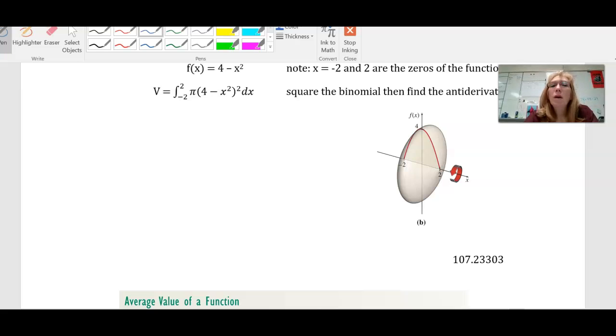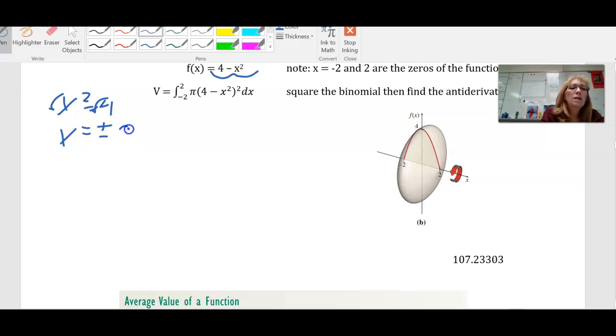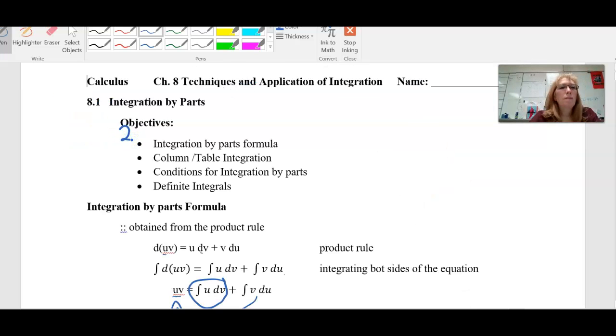Here, we are going to go from -2 to 2, which are the zeros of the function. We have a parabola that we are going to spin, so now we've got a really fun shape here. Now I need to know the zeros of this parabola, so where does this thing actually cross? So we set that equal to 0. We've got x squared equals 4, and you take the square roots, you get x equals plus or minus 2.